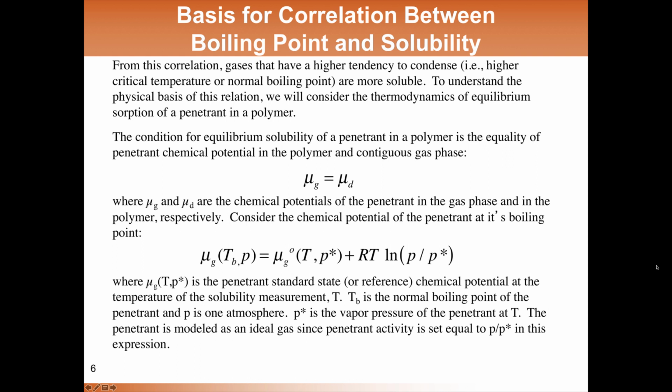And if we write, as Michaels did, the chemical potential of the gas at its boiling point relative to its chemical potential at a standard state, temperature T and pressure P star, the vapor pressure of the polymer at that temperature, so this is our reference state for chemical potential in this calculation. We can write the chemical potential in terms of the reference value plus RT times the logarithm of the activity, and that is the pressure divided by the vapor pressure.